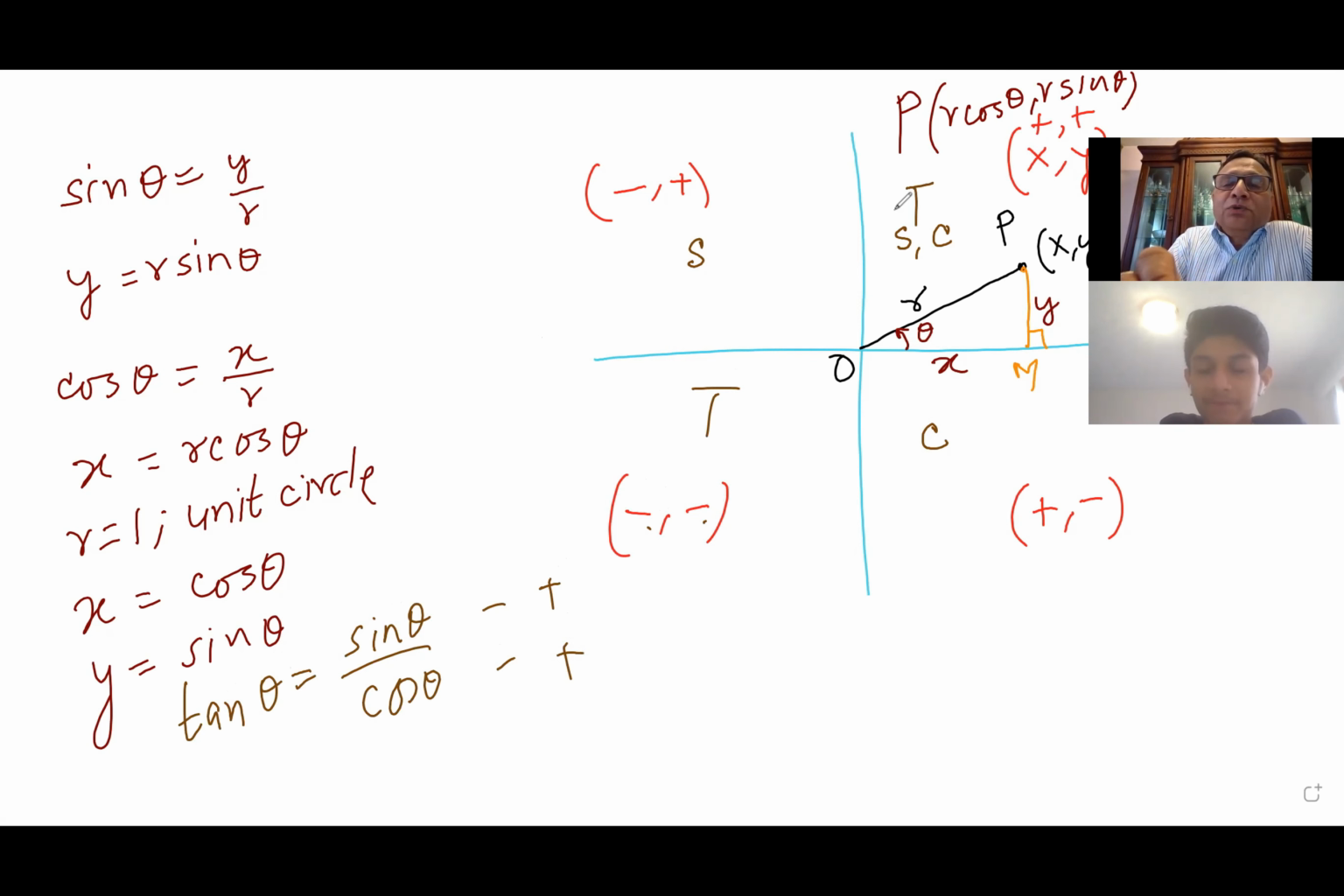We get our CAST rule. You understand the CAST rule? Yes, sir. So we have the CAST rule. Let me write C, A, S, T: all are positive, sine is positive, and tan is positive.